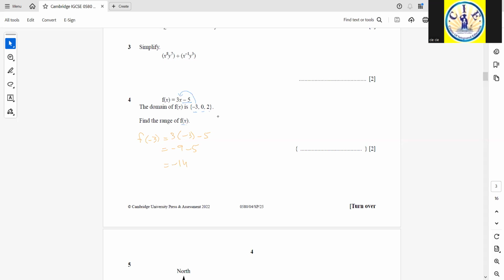Then we need to do f(0). Now I'm going to replace x with 0 here. So that is going to be 3 times 0 minus 5, that is negative 5. And then I'm going to replace x with 2 here. So f(2) is going to be 3 times 2 minus 5, that is 6 minus 5, that is 1. So the answers for the range are negative 14, negative 5, and 1.